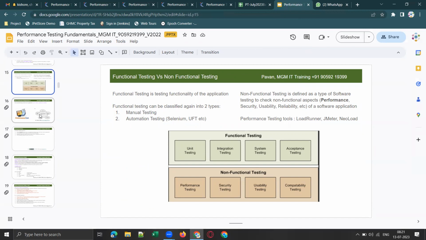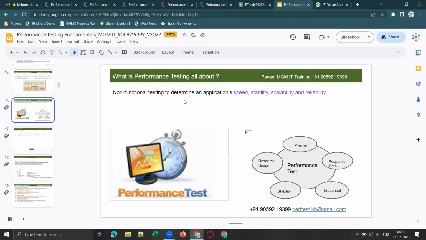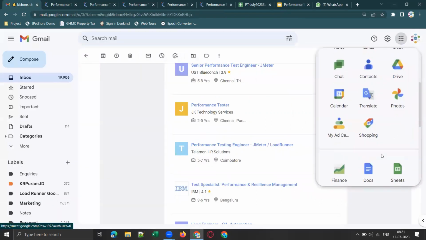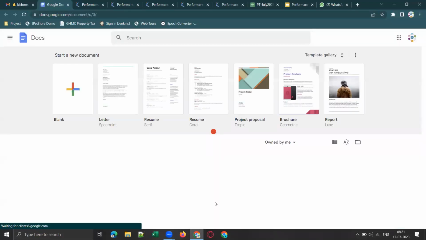Clear. Yes, clear. All right. Now let's see what is performance testing. We'll revisit this. What is performance testing? A very important interview question. I will create a class notes document for you. Or I think I already created it. Let me check.